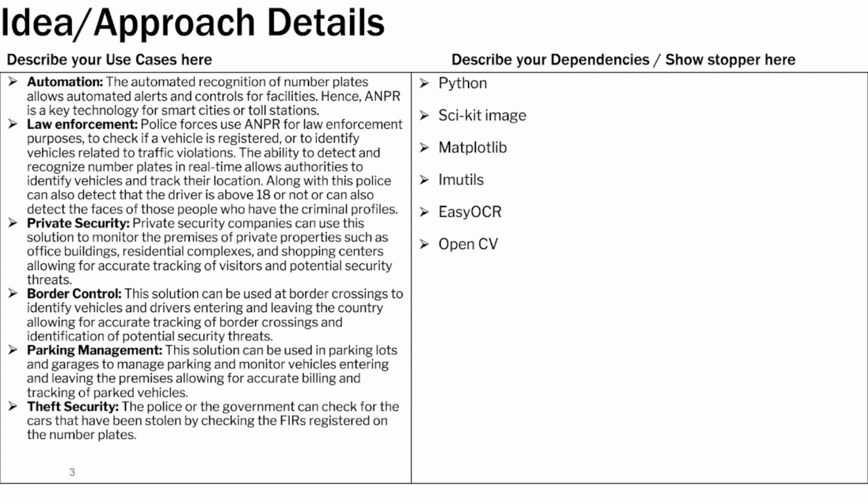We also have a use case in border control. This solution can be used at border crossings to identify vehicles and drivers entering and leaving the country, allowing for accurate tracking of border crossings and identification of potential security threats. This is one of the big applications of our technology.